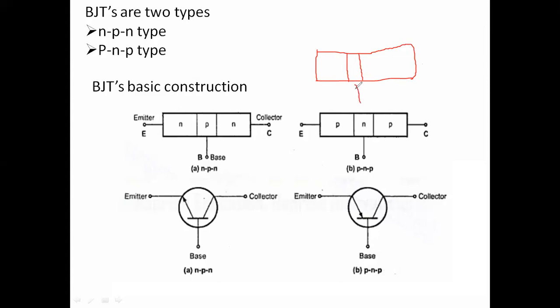So this is B, the base region, this is the emitter region, and this is the collector region. The width of the base region is very small when compared to the emitter and collector. The width of the collector region is more than the emitter region, and the width of the emitter region is more than the base region. So the base region is very thin. In such a way the construction of the transistors takes place.